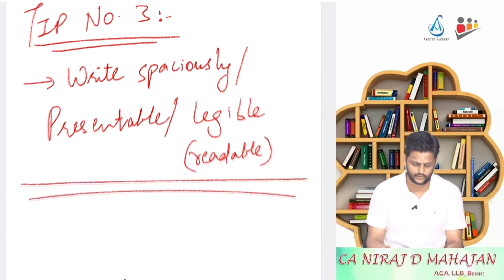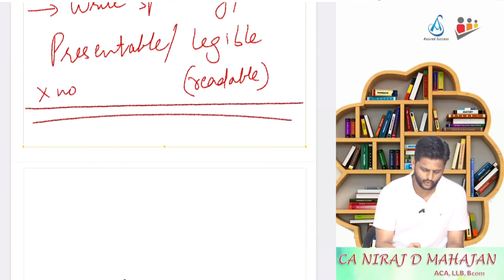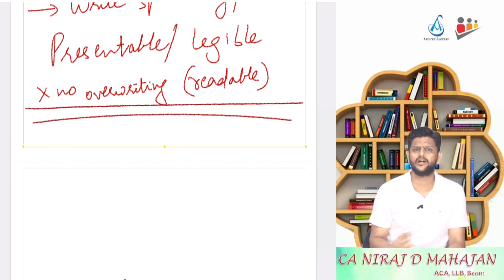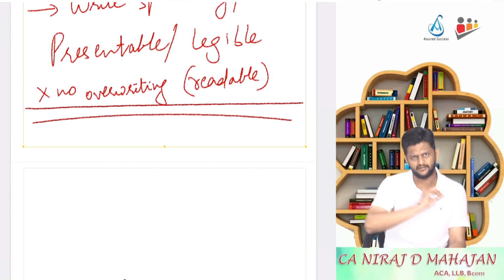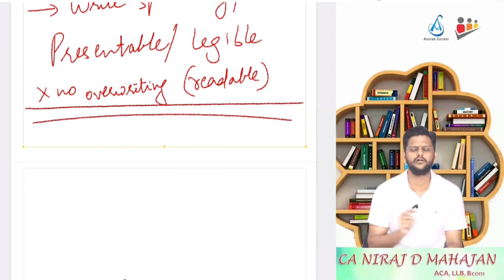Obviously, in this I'll include that there should be no overwriting. Obviously no overwriting, no scratching, etc. If you think your answer is wrong, just leave it blank, draw only one line across and restart that answer on the next page.